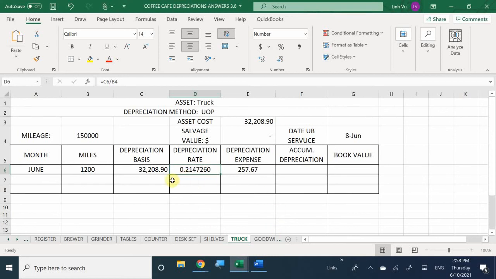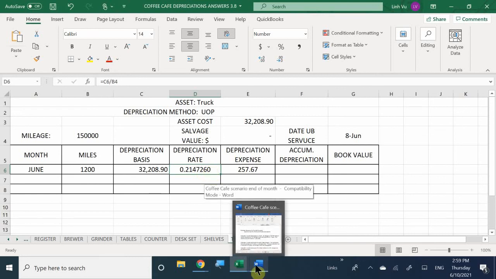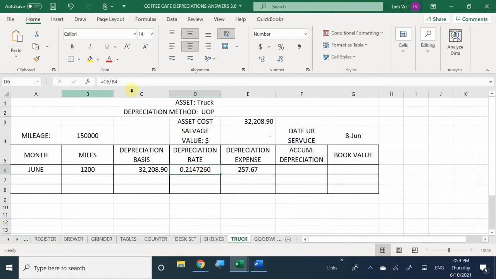Did you type in 0.2147? Because if you punched this in your calculator, you've already rounded the number. I extended it out and it's 0.2147260. So it goes on beyond that. So try calculating that now. 0.2147260 times the 1,200 and see if you get a closer answer.